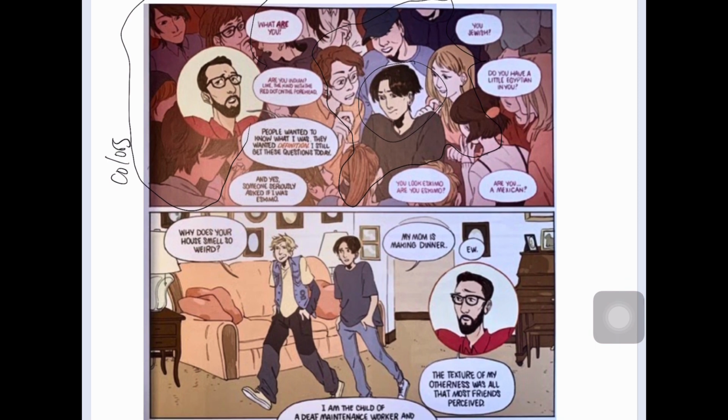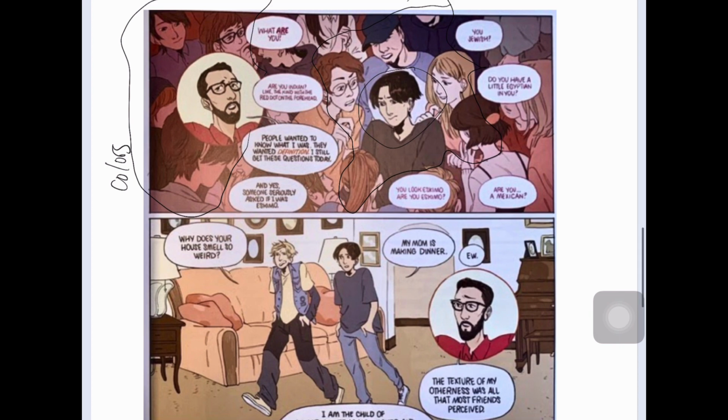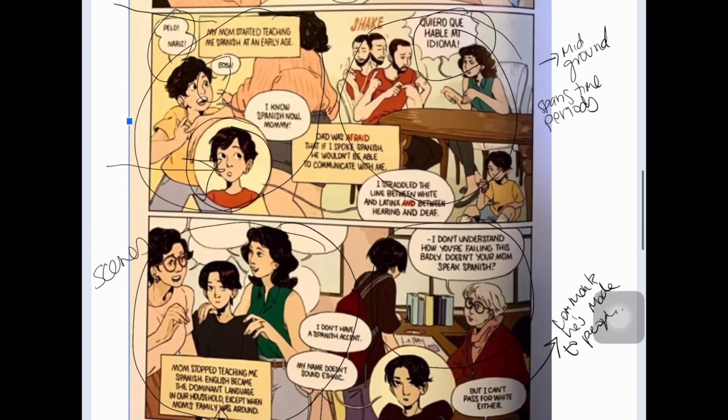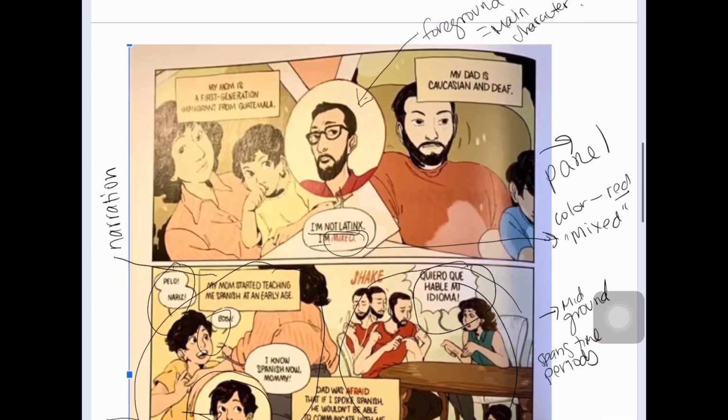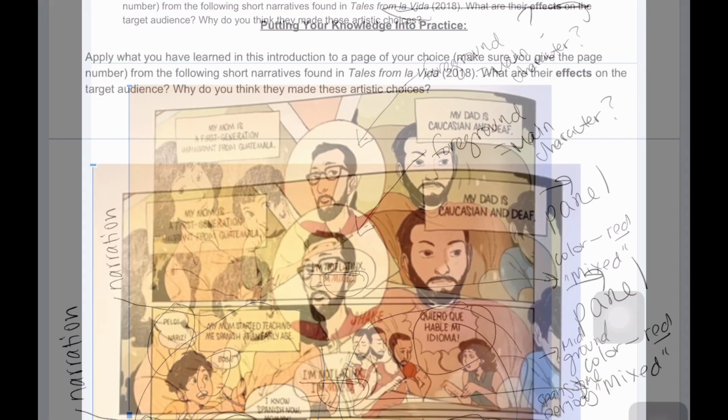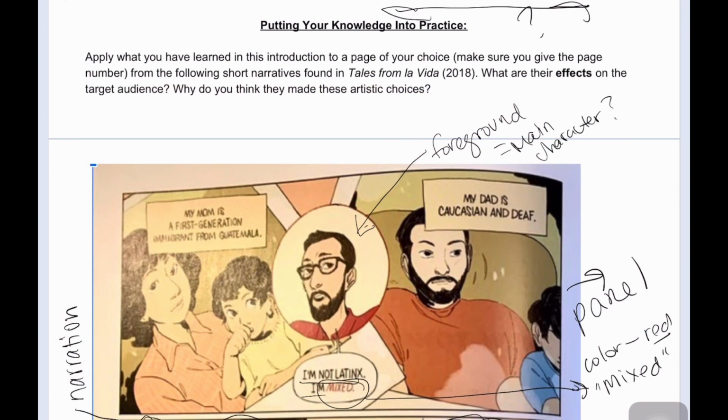Okay, so I think that gives you some good examples of what you're looking for and how you can annotate and take notes in a graphic novel. So what you need to do is go back up and review these instructions. So you're going to have to pick your own, a page of your choice. And then you have to make sure you are answering these questions. So what are their effects on the audience? And why do you think they made these choices?